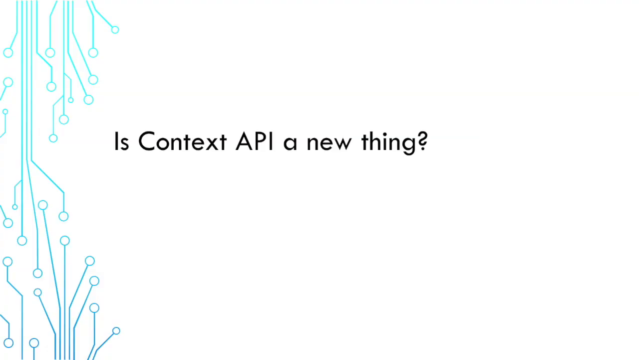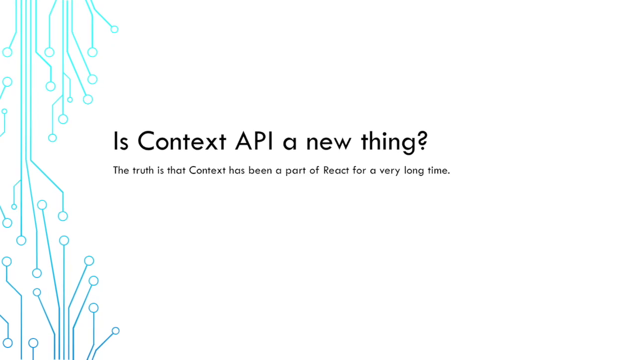But the question is, is React context a new thing? Is it something new? The response is no. The truth is that context has been part of React for a very long time. It's been there, but nobody uses it. And the question is why? And here's why. It's because React told us not to use it. It was what they call unstable. It was what they call not ready. It was what they call don't touch it.